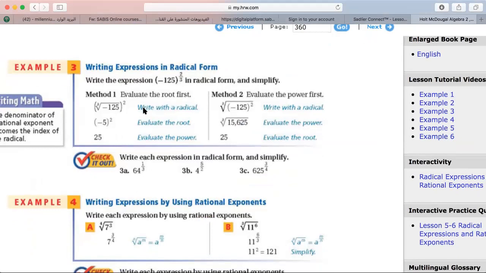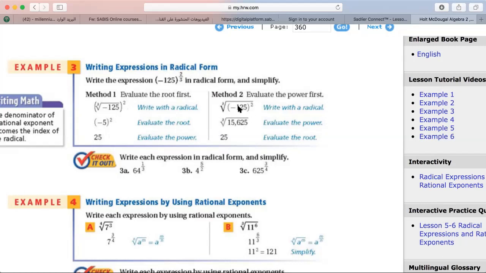Follow the steps. Write with a radical. So the denominator will be the index. So for this number, I will put a radical sign, and its index is 3, all to the power of 2. So the cube root of negative 125 is negative 5, referring to the first rules that we have studied in this lesson. All to the power 2, so negative 5 to the power 2 is 25.